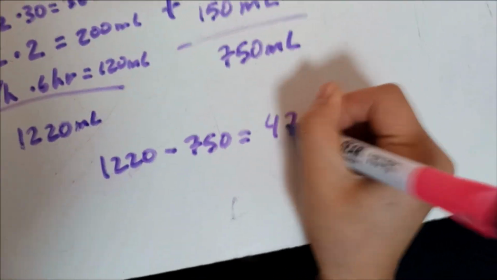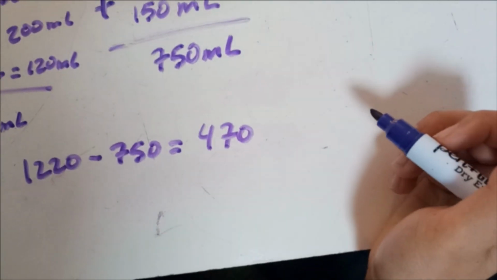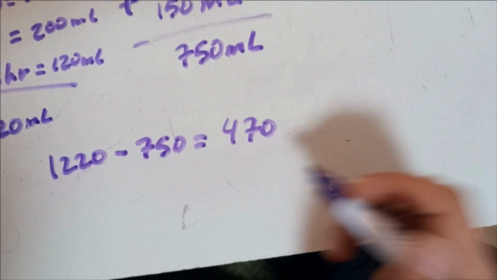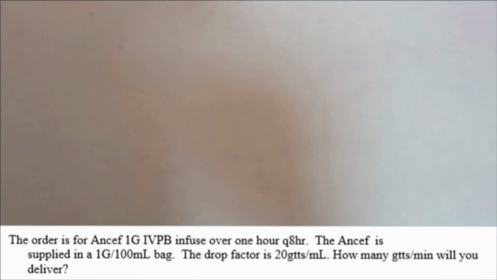So we have 470 intake and output for the 24-hour period. So that would be all I would write. Okay, so now we're going to do a drops question.